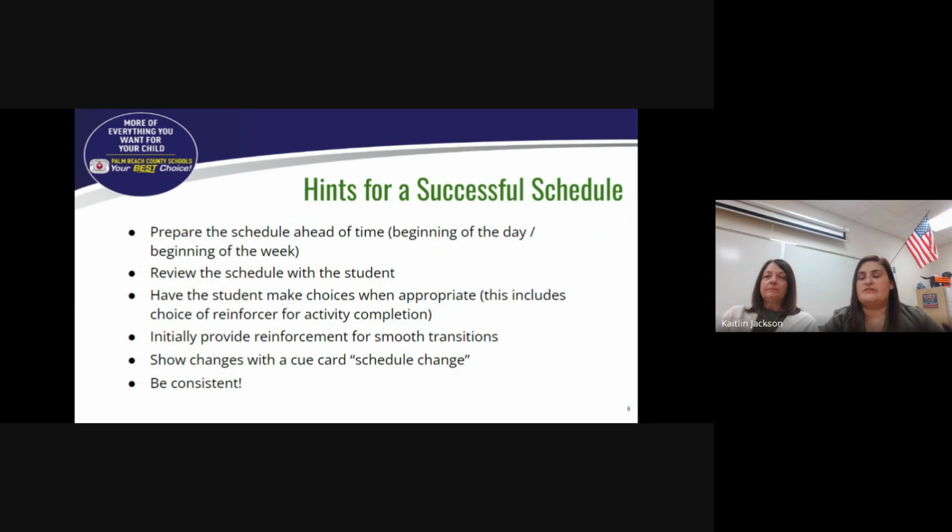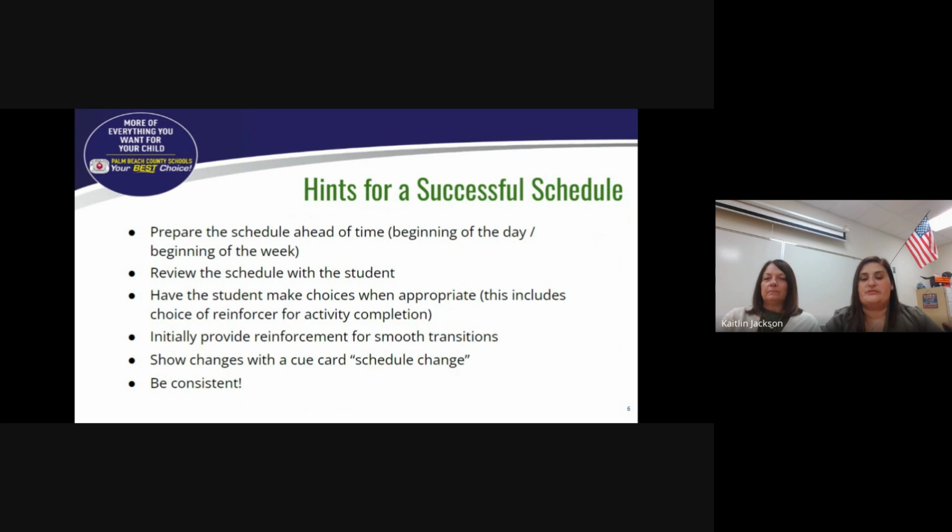And then hints for a successful schedule. Prepare the schedule ahead of time, so the beginning of the day, beginning of the week, make sure that you know what you're doing. Review the schedule with the students. So don't just give it to them. Make sure that you review it with them so that they know what's coming. You mean teach them? Let them know, Miss Caitlin? Yes. Okay. Let them know. Don't just give it to them and say, here's your schedule for today. Review it with them.